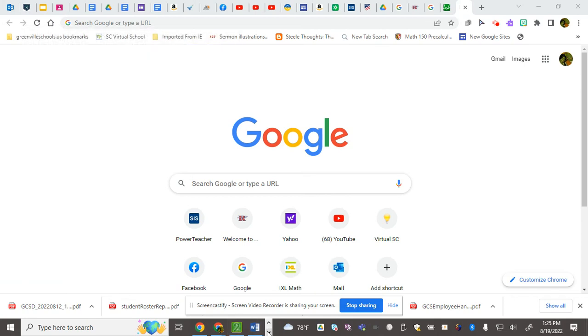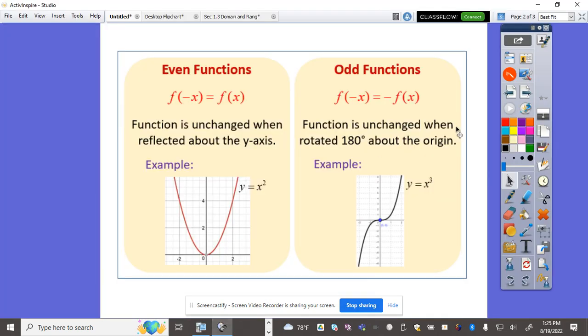And today we're going to do odd and even functions. What is an odd function? What's an even function? It's not like 2, 4, 6, 8, 10, or 1, 3, 5. Okay. Here's the definition.